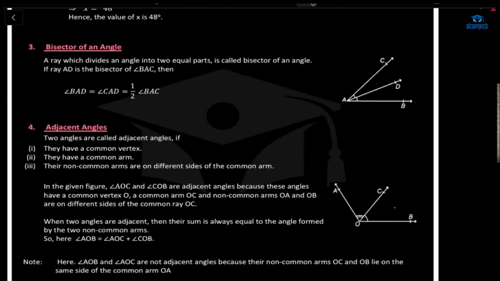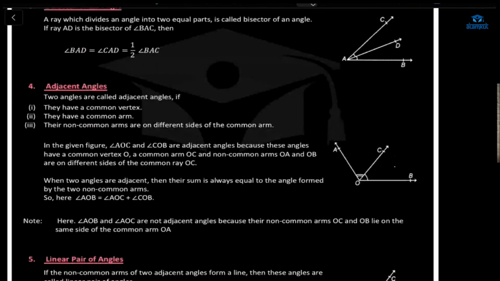If you see the figure here, AOB, the adjacent angles are AOC and COB. Here the vertex is common, that is O. The common arm is OC, and the non-common arms are AO and BO, and they are on opposite sides of OC, not lying on the same side. Any doubt? The whole angle AOB will be equal to AOC plus COB.